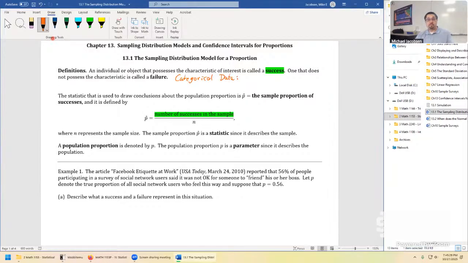So let's just mention right here, this means we have categorical data. In the later chapters, chapter 15, we'll get into the quantitative data, but this means we have categorical data, 2 outcomes, which are success and failure. So the statistic we use to make the estimate from the sample is p hat, the sample proportion of successes, and this is how it's calculated. We take the number of the successes you find in the sample, divide by the sample size n. So n is entering in our formulas once again, n is our sample size.